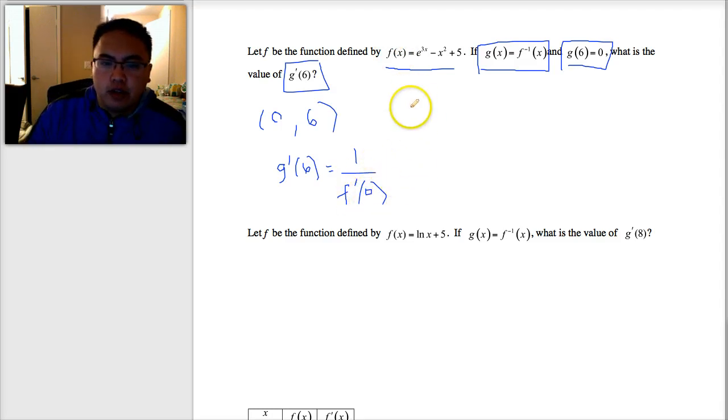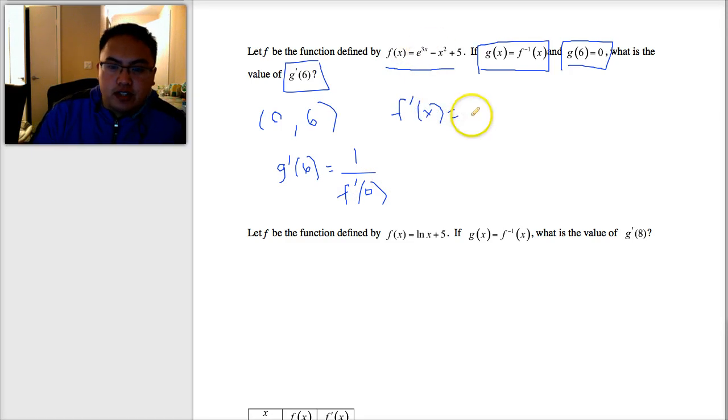Okay. So if I want f prime of 0, let's take the derivative of this one. Derivative of e to the 3x is 3e to the 3x. Derivative of negative x squared is negative 2x. And derivative of 5 is 0. If I want f prime of 0, all I'm going to do is plug in zeros.